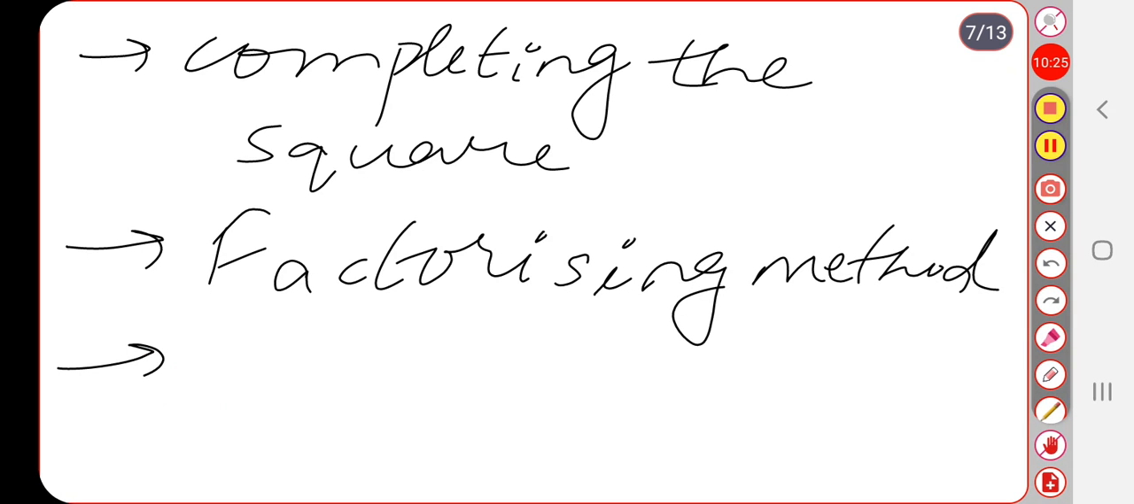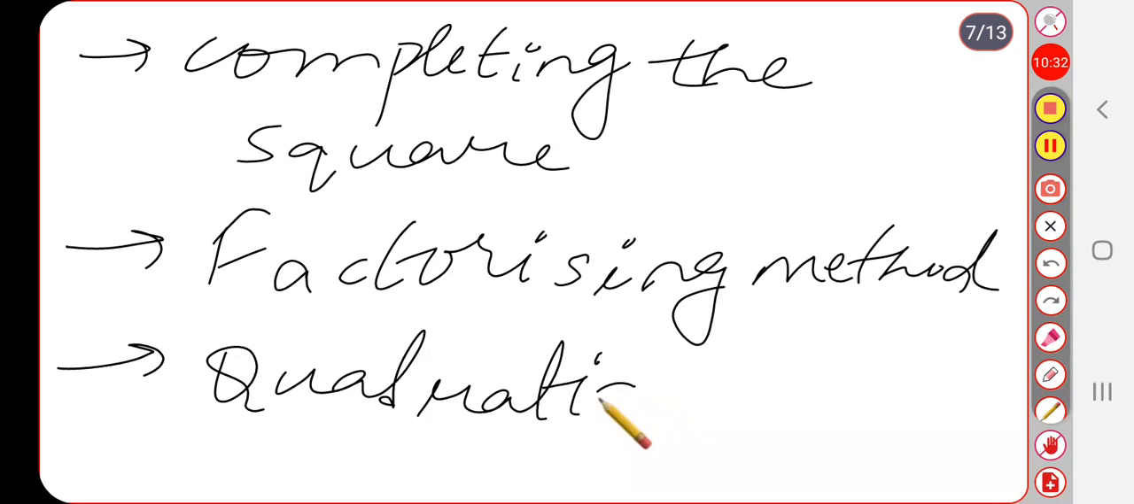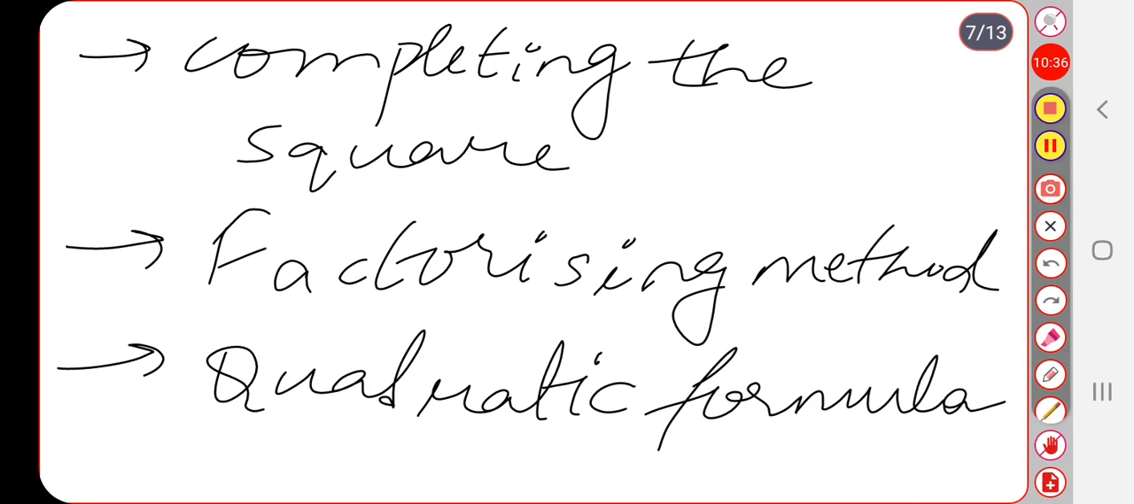Next, the quadratic formula. In this, whatever formula I discussed can be covered again. Or else we have the nature of the roots, all those topics we have left over. We will learn all those things in the upcoming lecture videos.